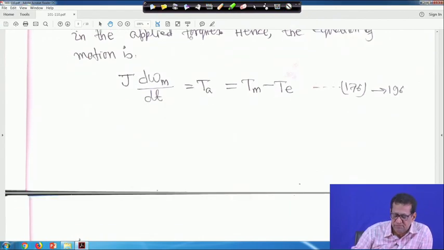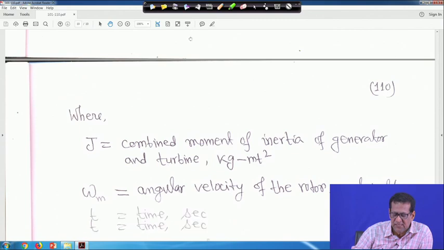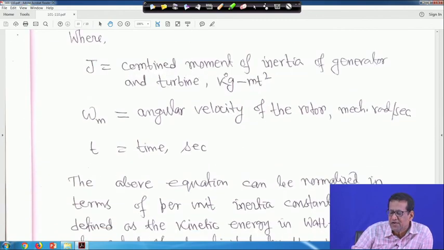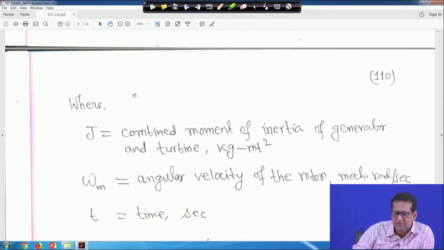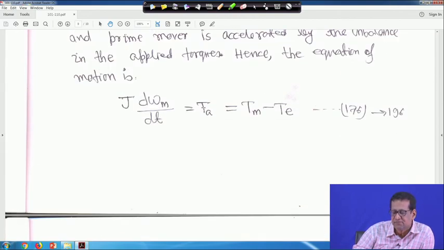Where J is equal to the combined moment of inertia of generator and turbine, in kg meter square, and omega m is the angular velocity of the rotor in mechanical radian per second, and t is equal to time in second. You are familiar with this equation from your power system studies as well as machine stability studies.